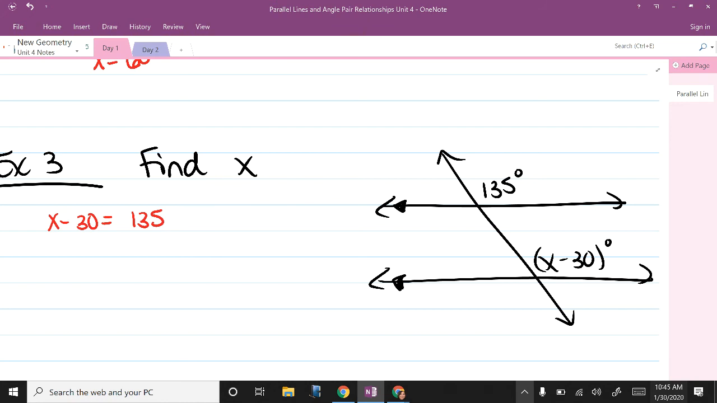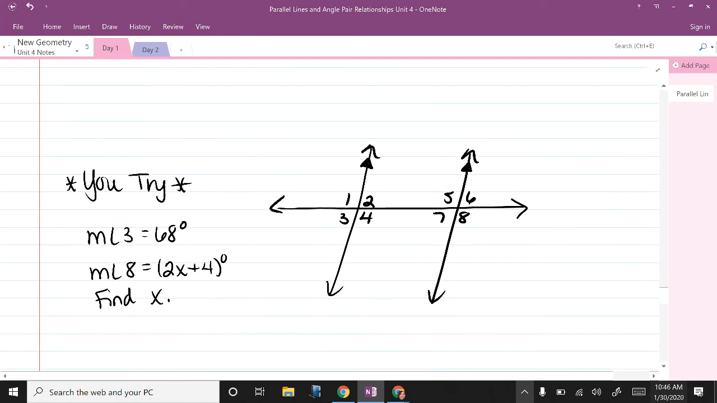And so I add 30 on both sides. And x equals how much? 165. And I can check it. Is 165 minus 30 135? Yes. You'll see what we're doing? So you're either going to add the two angles if they're consecutive interiors and set them equal to 180 degrees, or if they're alternate interior, alternate exterior, or corresponding, you're going to set them equal to each other and solve for x. That's it.